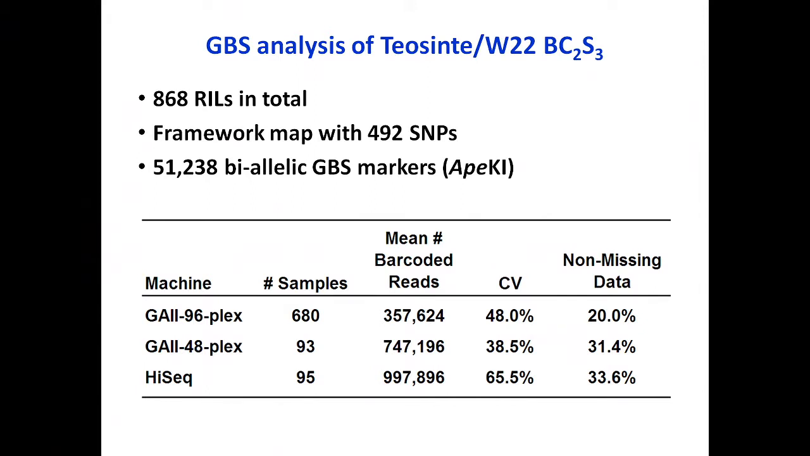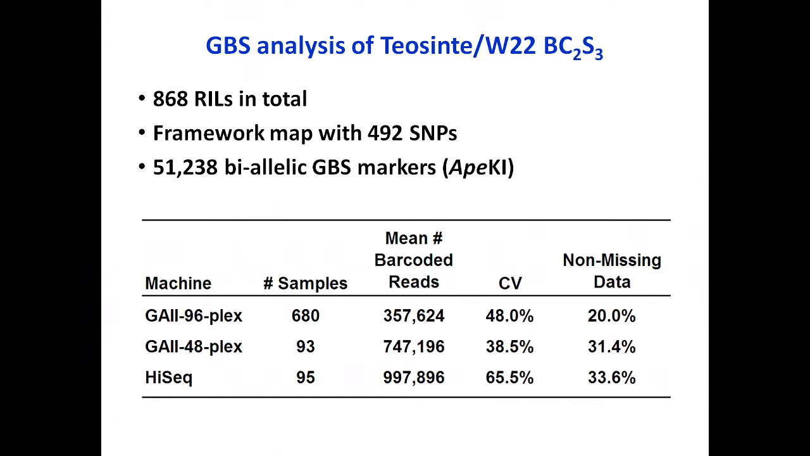The population is a BC2S3, backcrossed twice. So W22 is the recurrent parent, and then it was selfed 3 times, so there's still a lot of heterozygosity in it. The population had 868 RILs, and John already had a framework map with 492 SNPs. I think they were from the company Syngenta. He could provide me with that framework map, and then we ran GBS on it, and I ended up with just over 50,000 biallelic GBS markers, and I used the framework map of SNPs to help seed pulling out the good markers out of the GBS.